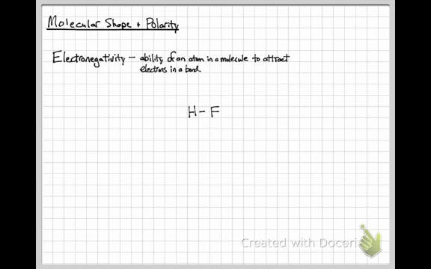If we look at this HF molecule, the fluorine and the hydrogen have electronegativity values which we can estimate just based on the trend in the periodic table. Remember that electronegativity increases up and to the right. Hydrogen is over here, fluorine is over here. Fluorine is, in fact, the most electronegative element on the periodic table, and so it has a much higher electronegativity than does hydrogen.